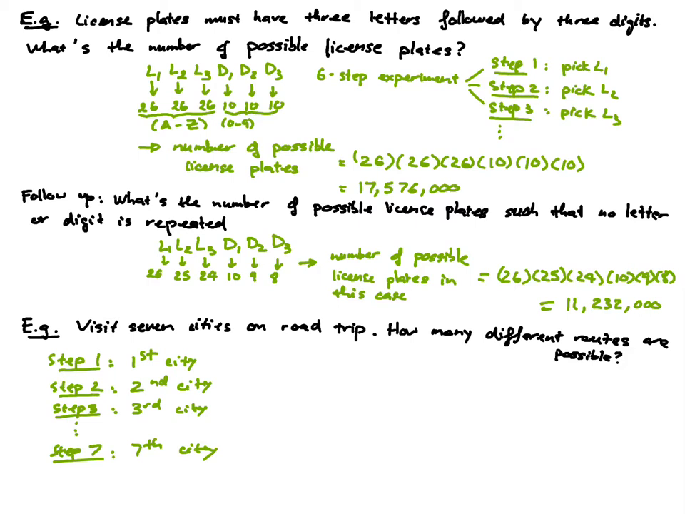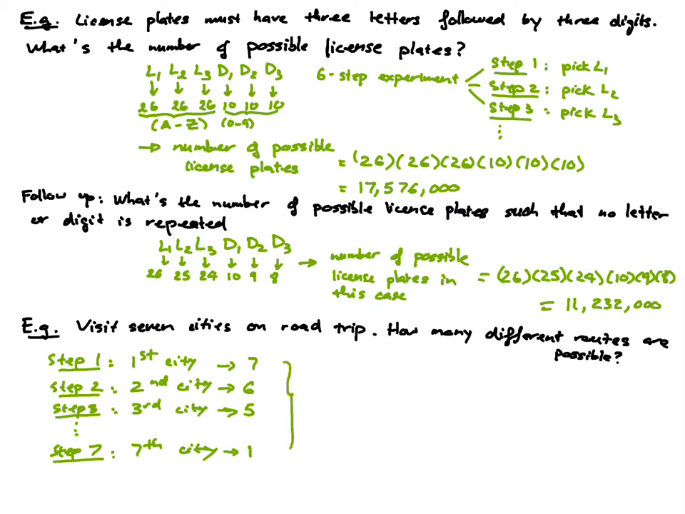So now for the first step, it's the first city. You haven't visited anywhere, so you have 7 options to choose from. In step number 2, you want to pick the second city, but the second city cannot be the same as the first city. And so you would end up with 6 options for step number 2, and then 5 options for step number 3, 4 options for step 4, and so on and so forth, until you end up with only 1 option when it comes to the last city in step number 7.